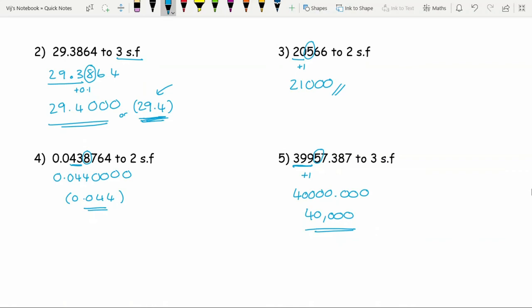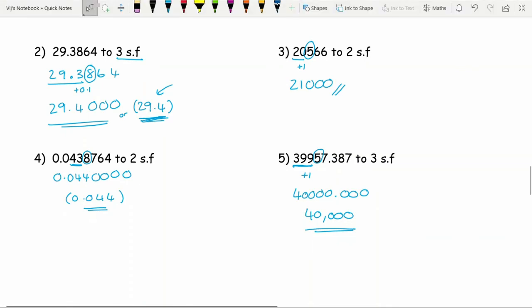In question 3, again, we're rounding to 2 Sig Fig. So our second significant figure there was the nearest 1000. So you want to round 20,566 to the nearest 1000. That is a much better way of understanding this topic. But obviously the underlining and circling is certainly a way that you can develop that understanding with practice.